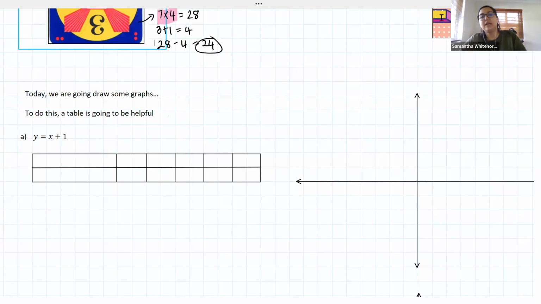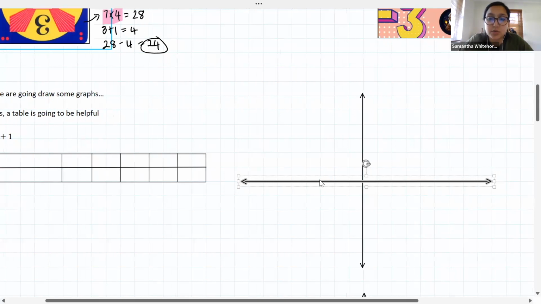Alrighty, so we did, I don't even know what day we're on. We did on Wednesday end up drawing one graph just to sort of see what the whole situation was with drawing a graph. So shouldn't be anything too tricky or too new. However, we're just going to start slow.